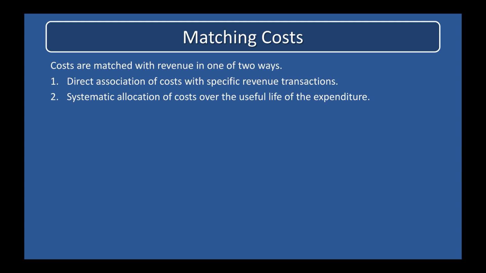Systematic allocation of costs over the useful life of the expenditure. Many expenditures contribute to the earning of revenue for several accounting periods, but cannot be directly associated with specific revenue transactions. Examples include the costs of insurance policies and depreciable assets. In these cases, accountants attempt to match revenue and expenses by systematically allocating the cost to expense over its useful life. Straight-line depreciation is an example of a systematic technique used to match the cost of an asset with the related revenue that it helps to earn over its useful life.